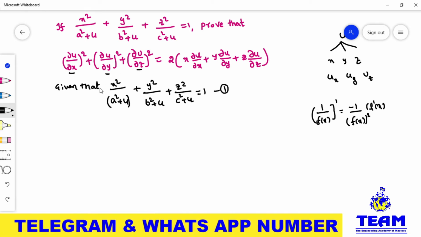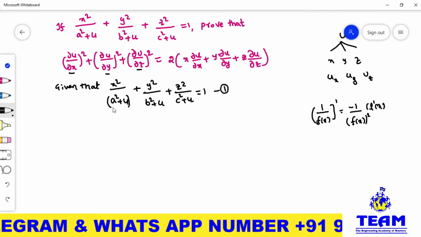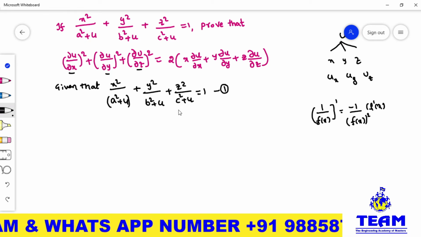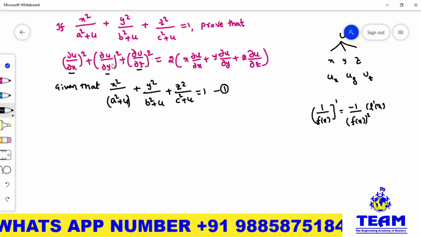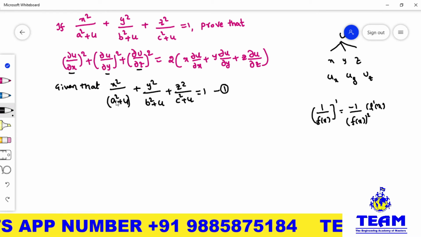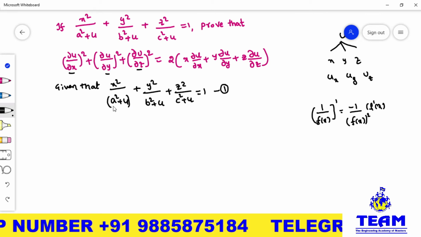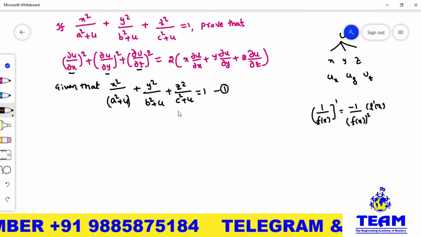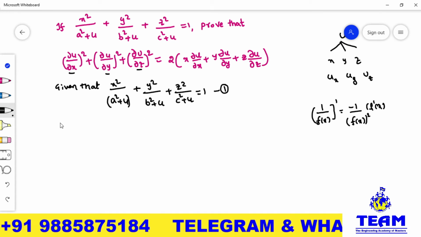Here you see these are in an order. Whenever you have x², here you have a². Whenever you have y², here you have b². Whenever you have z², here you have c². So there is a relation. If you find ∂u/∂x, there is no need to find ∂u/∂y and ∂u/∂z. You can replace x by y, and x by z. If you replace x by y, replace a with b. If you replace x by z, replace a with c. That's it. Now I am differentiating equation 1 partially with respect to x.